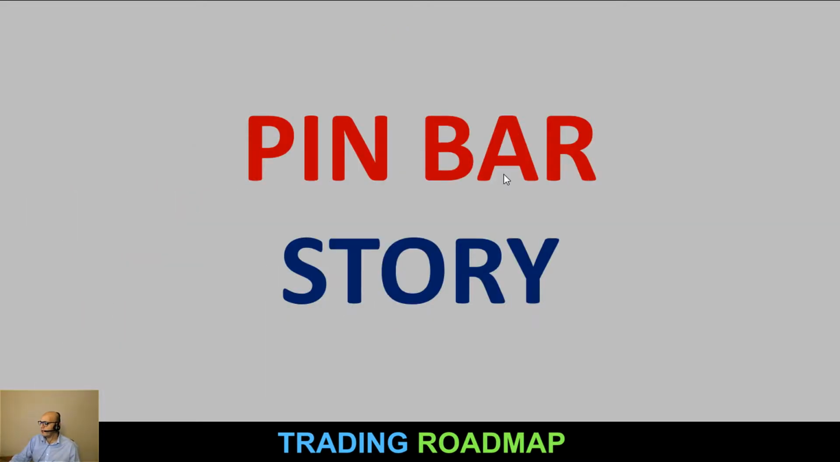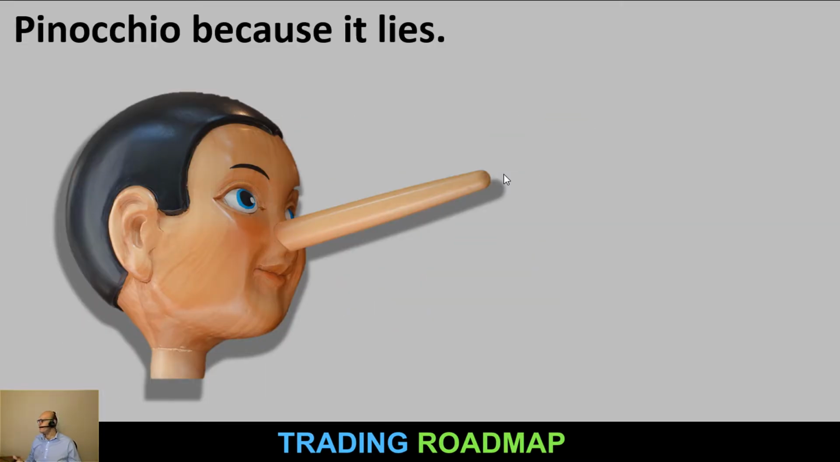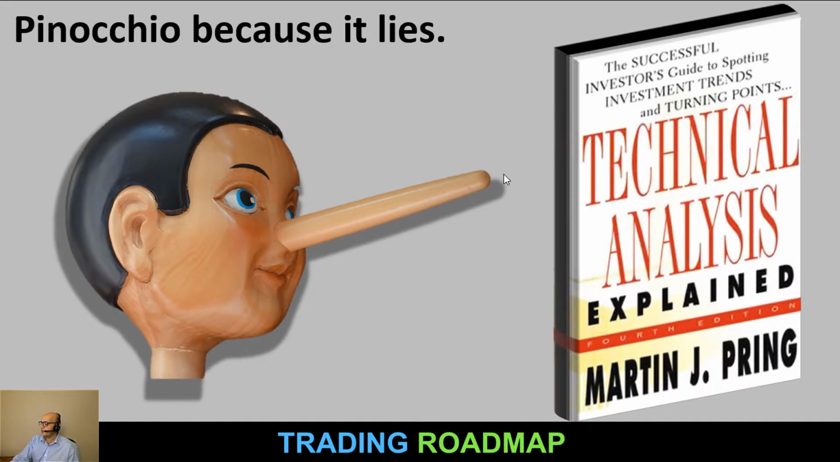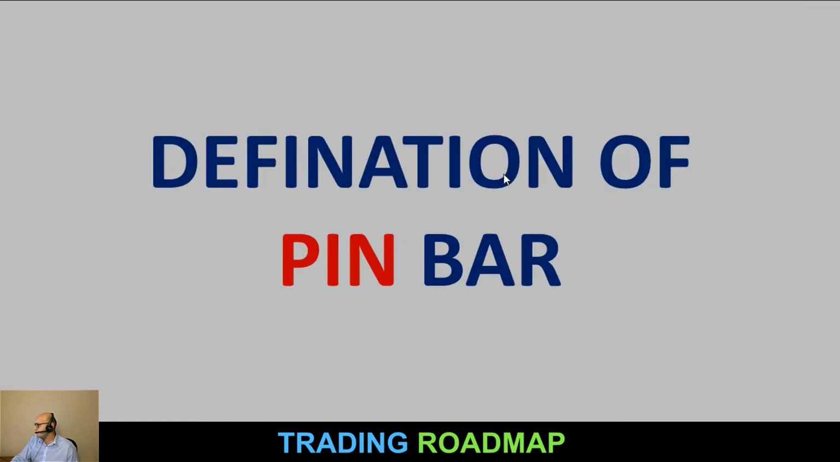So let's start with the Pinbar story. I believe as kids we all remember the Pinocchio story, and Pinocchio is known for having a short nose that becomes longer when he is under stress, especially when he lies. And in his book Technical Analysis Explained, Martin Pring coined the term Pinocchio bar, which later becomes the Pinbar. The reason for that is because it lies about the direction of the market, and it exposes the lies by having the wick or the shadow.